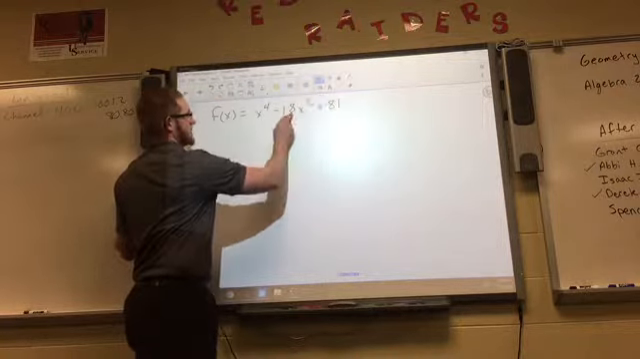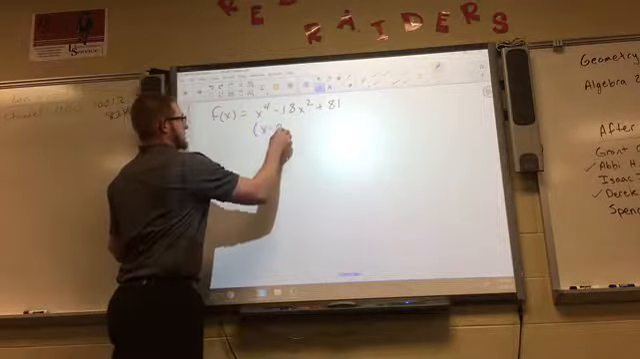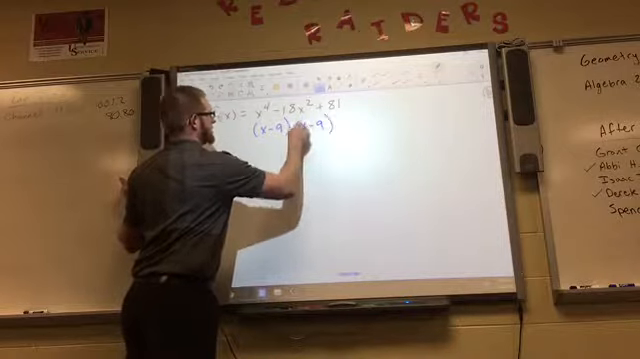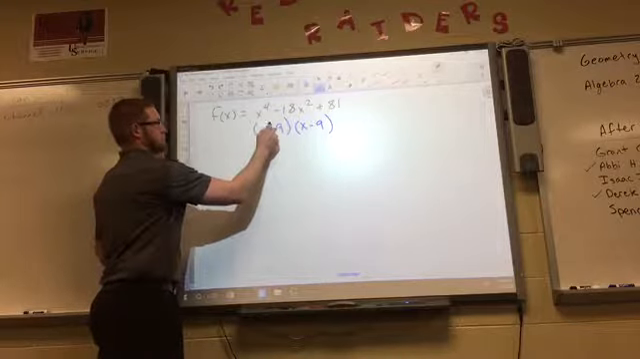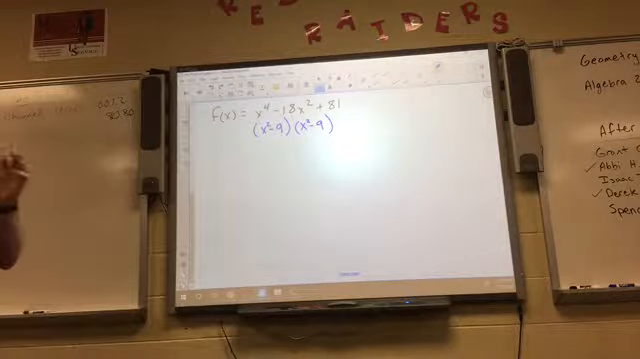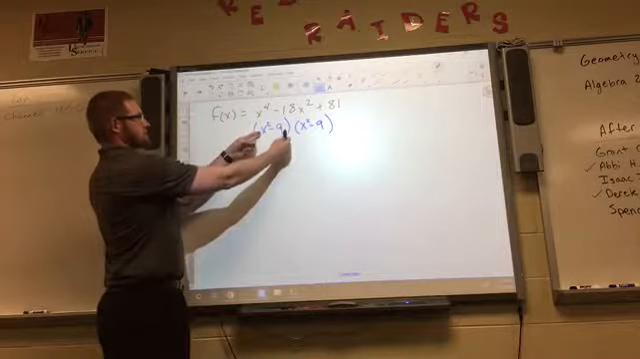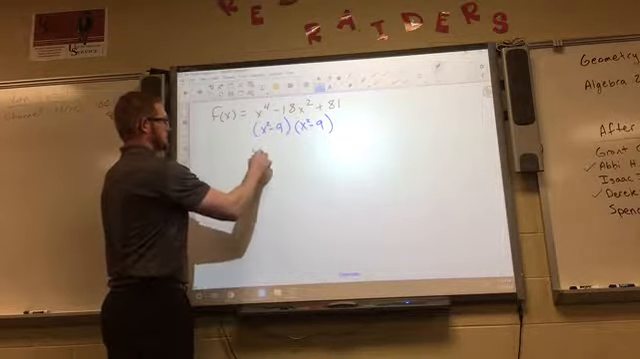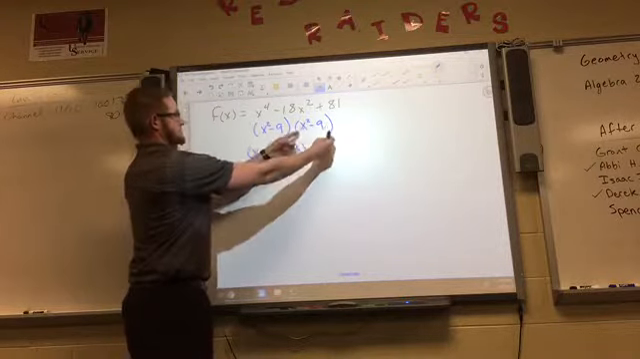What multiplies to the 81 and adds to negative 18? Okay, so I have x minus 9 and x minus 9. But since this is a 4 and a 2, this should be x squared and this should be x squared. Am I done factoring? No, because those are both what? Difference of 2 squares. So what does this factor to? And that factors to?